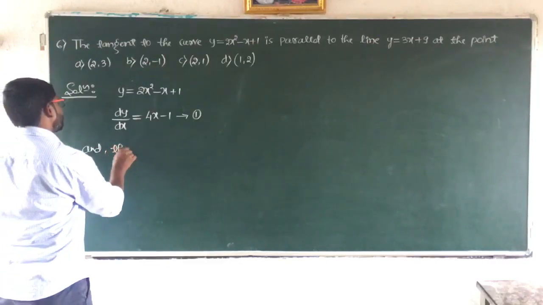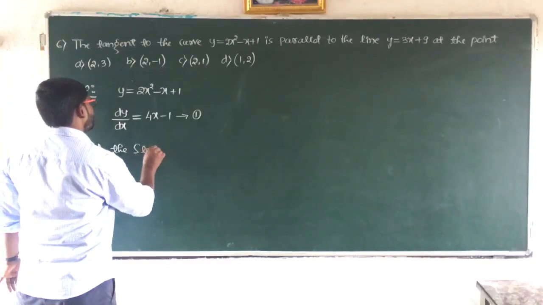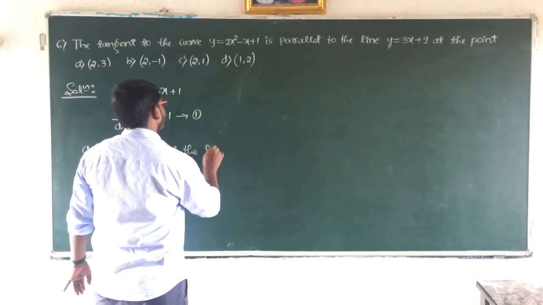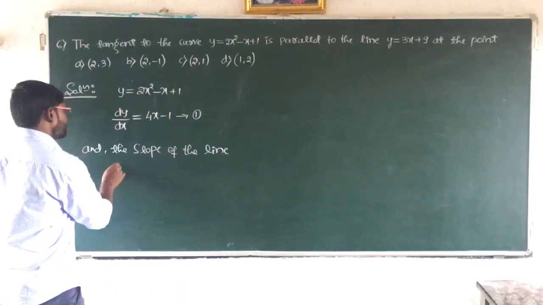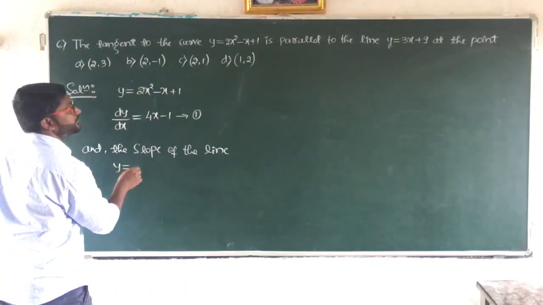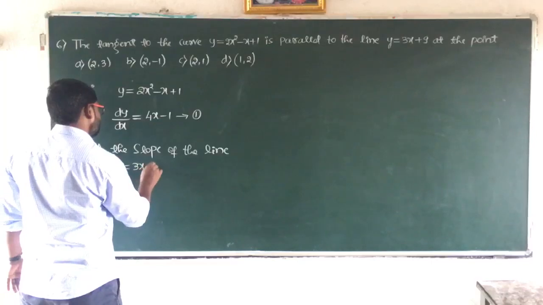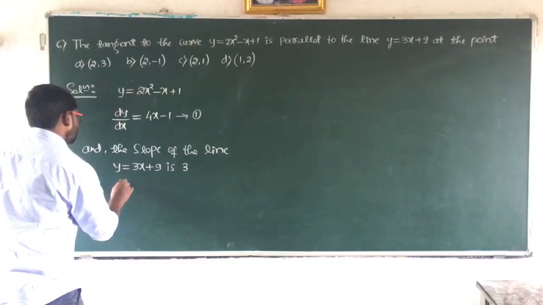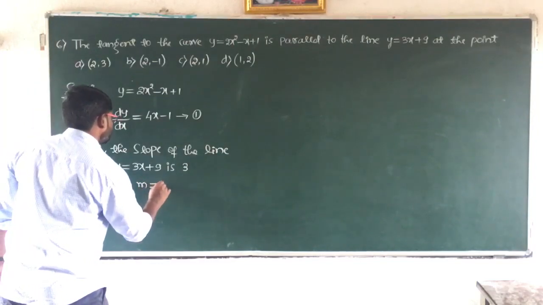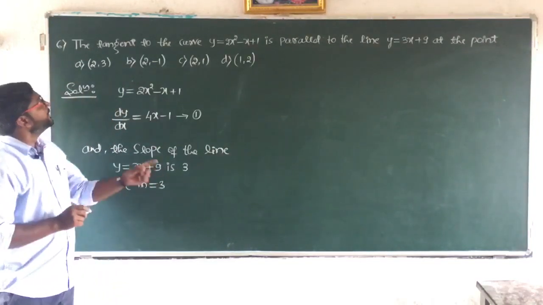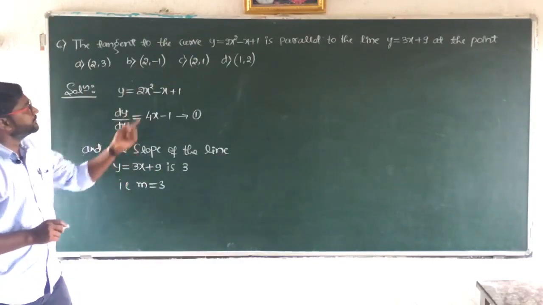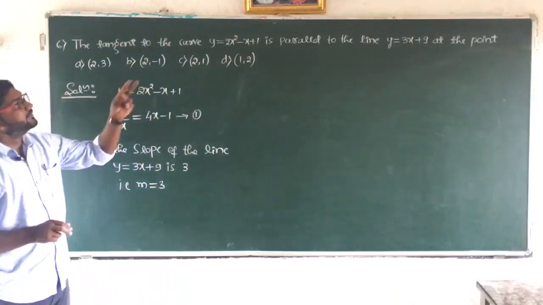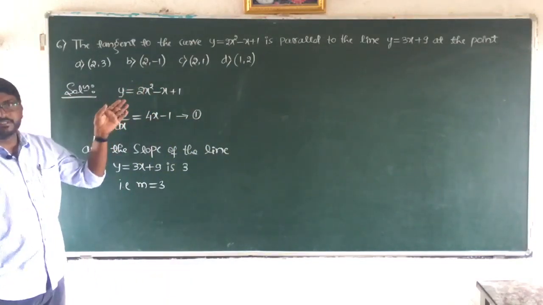The line is y equal to 3x plus 9, and the slope of the line is 3, that is, m is equal to 3. Now see here, the tangent to this curve is parallel to the line. That means if they are parallel, the slopes are equal.